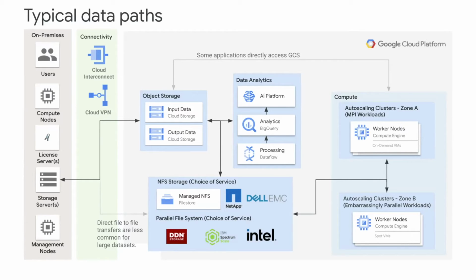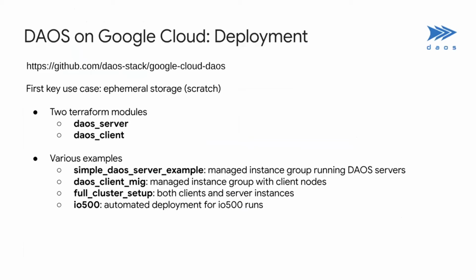Right, so now let's focus on DAOS, which would be one of the offerings here. What we provide on GitHub today is a set of recipes to build DAOS systems on Google Cloud. What we are targeting at this point is more of a scratch file system for those jobs, so it's relatively ephemeral. And we provide 2 Terraform modules that you can build with: a DAOS server and a DAOS client, both of which use managed instance groups, which are an easy way to scale nodes of a given type.